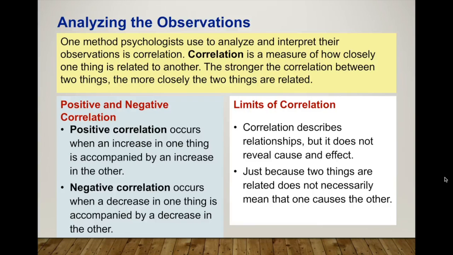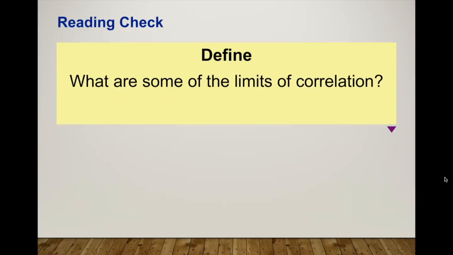Correlation describes relationships, but it does not reveal cause and effect. Just because two things are related does not necessarily mean that one causes the other. What are some of the limits of correlation?